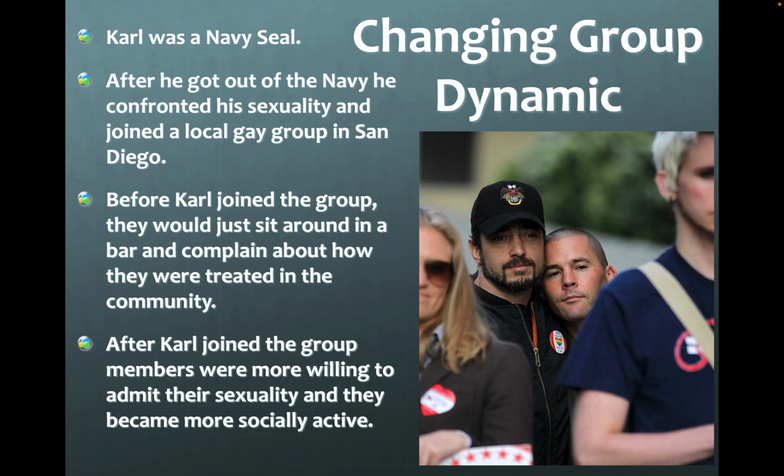Carl was a Navy SEAL. After he got out of the Navy, he confronted his sexuality and joined a local gay group in San Diego. Before Carl joined the group, the group would just sit around in a bar and complain about how they were being treated in the community. After Carl joined the group, members were more willing to admit their sexuality and they became more socially active. Why? Because a Navy SEAL had joined their group, and they knew that if they got into trouble, Carl could take care of them because Navy SEALs are really good at fighting. Not that Carl wanted to hurt anybody, but it gave them the feeling that they could survive.